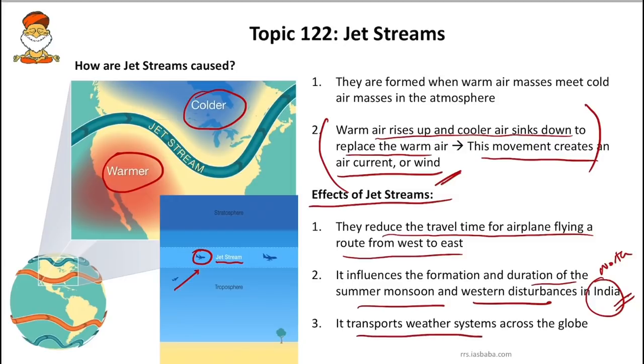And next we have to know that these jet streams are capable of moving storms and other weather systems, especially from west to east. So for the time being, just know the effects of jet streams. The first one is that it helps flights, so it reduces the travel time. The second one is that it influences weather systems across the globe, and with respect to India, it influences the formation and duration of the summer monsoon as well as weather-altering western disturbances, especially in northwest India. So these are some of the important facts about jet streams.